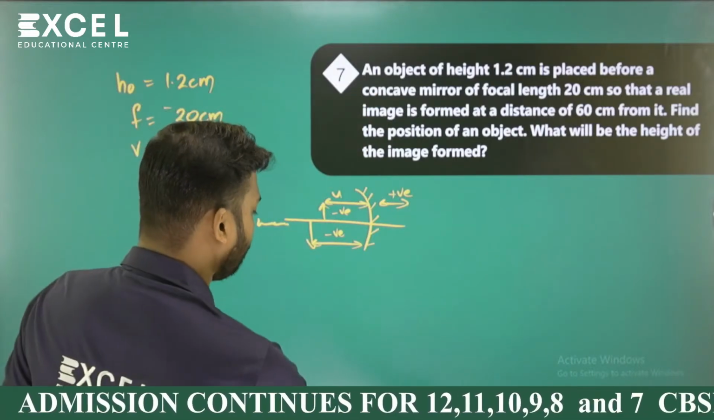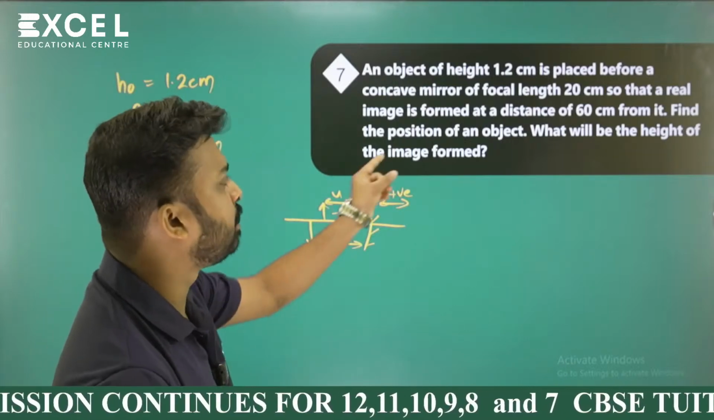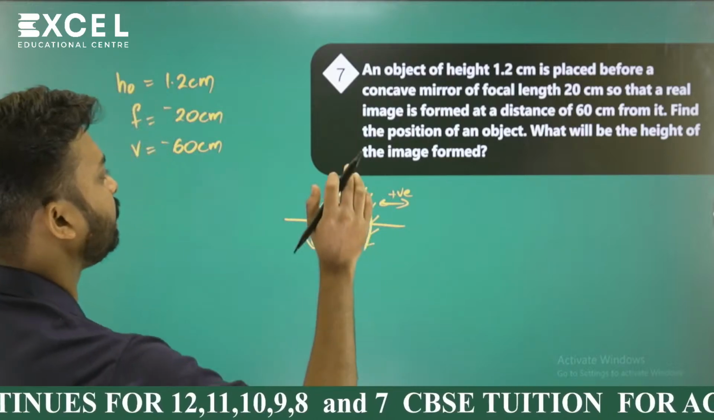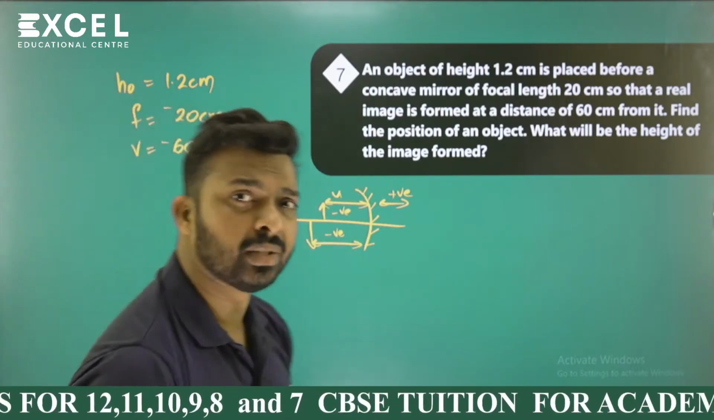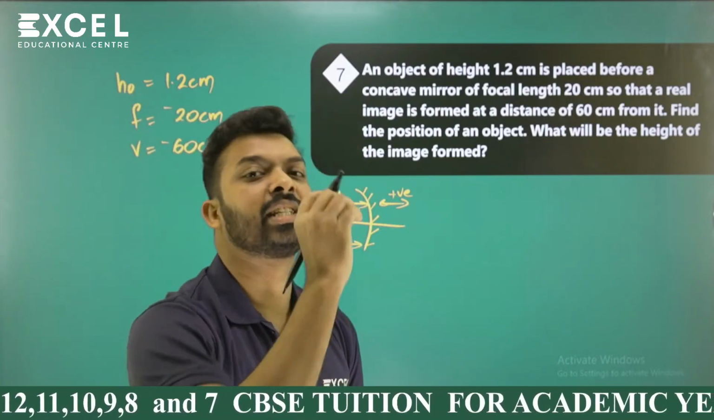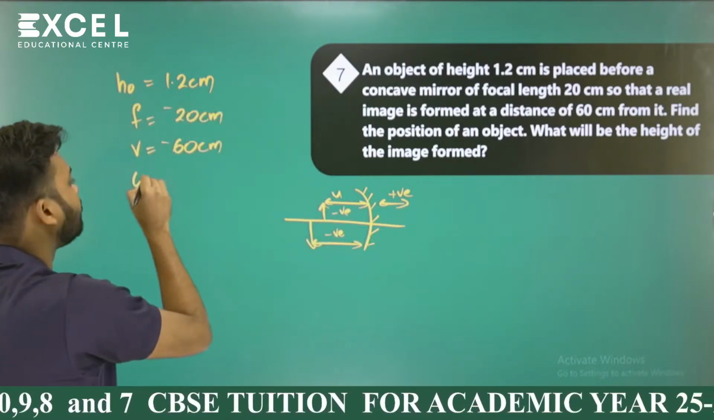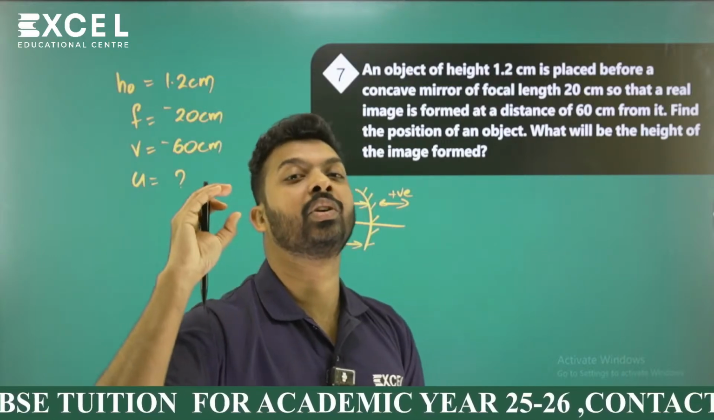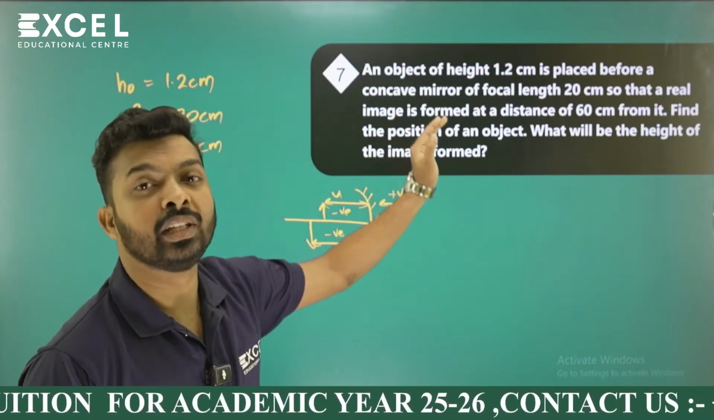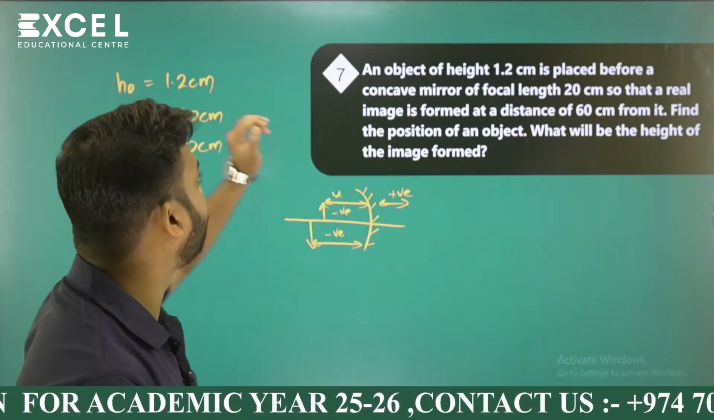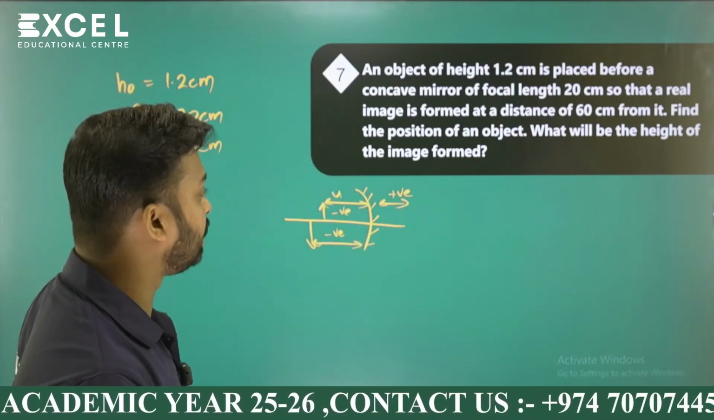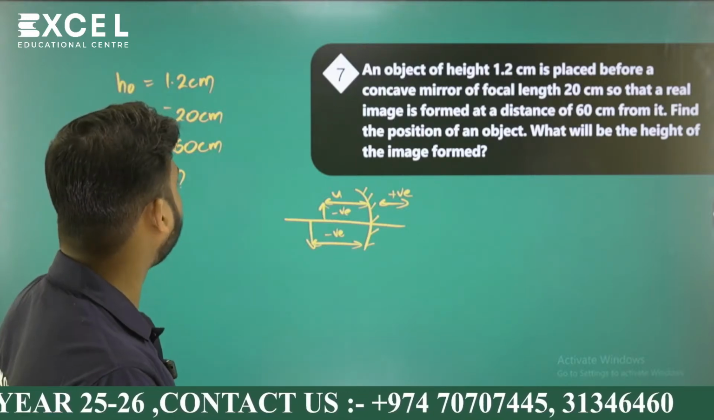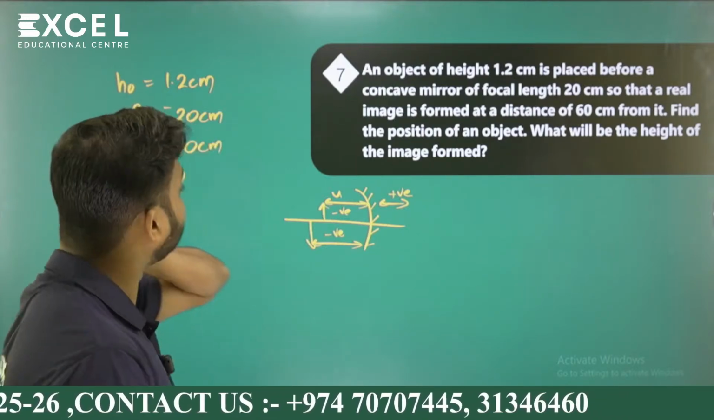Okay, fine. Now listen, what has to be found? Find the position of the object and the height of the image formed. Position of the object means object distance has to be found, that is u is equal to how much. So these are the initial things you have to write before you go for the answer. Before we complete reading the question itself, you have to write all these things: h0 is 1.2, f is equal to minus 20, v is equal to minus 60.